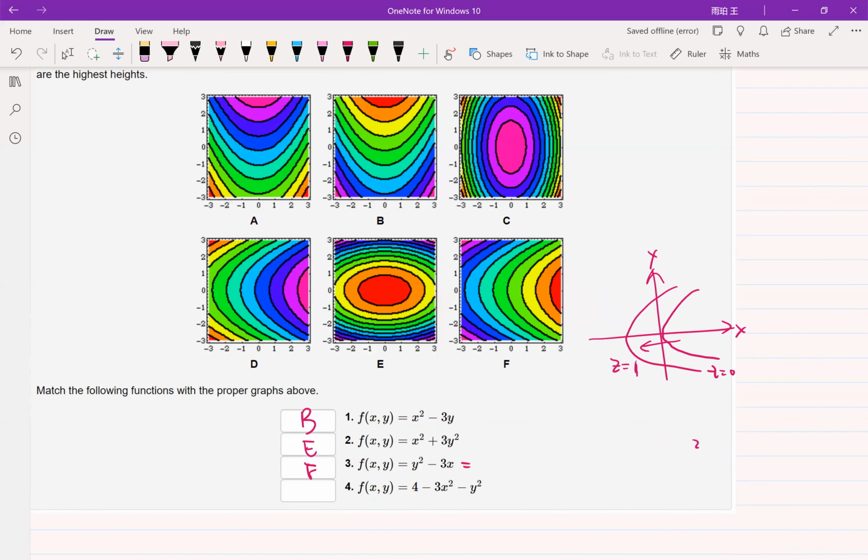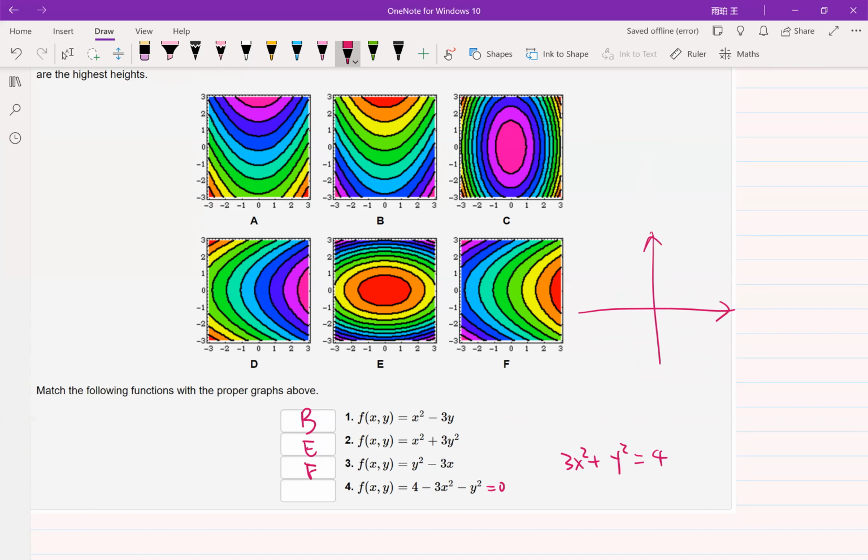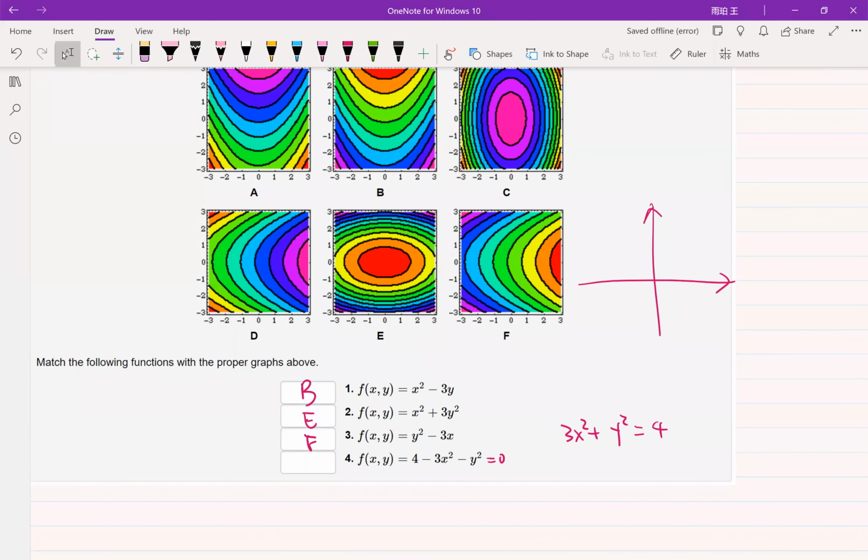Okay, the last one we have here is number 4. Number 4 gives us 4 minus 3x squared minus y squared equals f of x and y. Similarly, set this equal to 0 first. That means we're at the elevation where z equals 0. This gives us 3x squared plus y squared equals 4. For example, set y equals 0, and you have 3x squared equals 4. That gives us x squared equals 4 over 3, so x equals plus or minus the square root of 4 over 3.